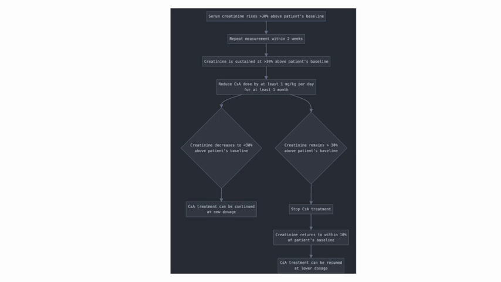There are 2 possible outcomes at this point. If the creatinine decreases to less than 30% above the patient's baseline, we can continue cyclosporin treatment at the new lower dose. However, if creatinine remains more than 30% above the patient's baseline, we can stop cyclosporin treatment entirely. If cyclosporin is stopped, we continue monitoring baseline creatinine levels, and once it's returned to within 10% of the patient's baseline, cyclosporin treatment can potentially be resumed at a lower dose.